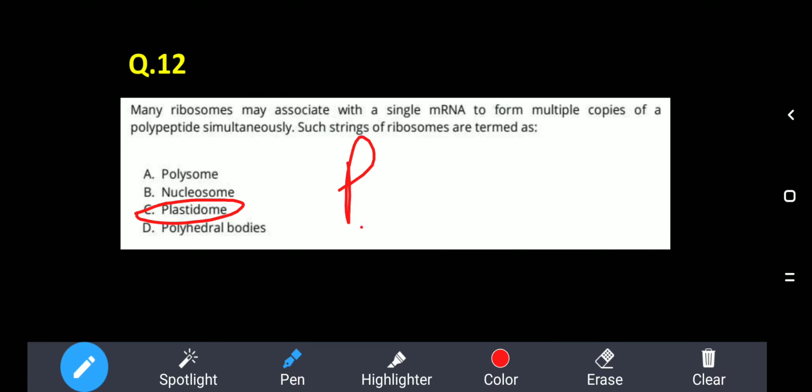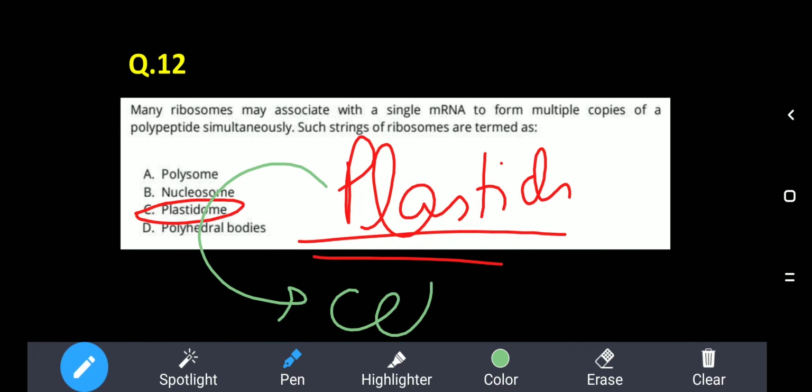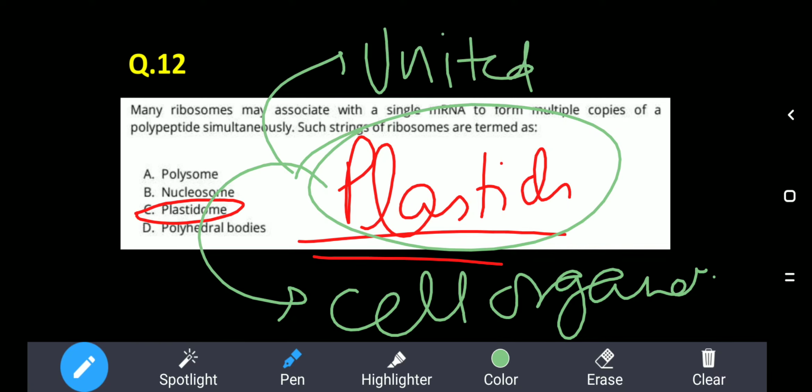Plastidome has something to do definitely with plastids. Okay. And plastids, everyone knows, is a cell organelle of the plant cells. What exactly is plastidome? It is a united form of plastids present in the eukaryotic cell. These plastids, when they're present in the united form, are said to be plastidomes.